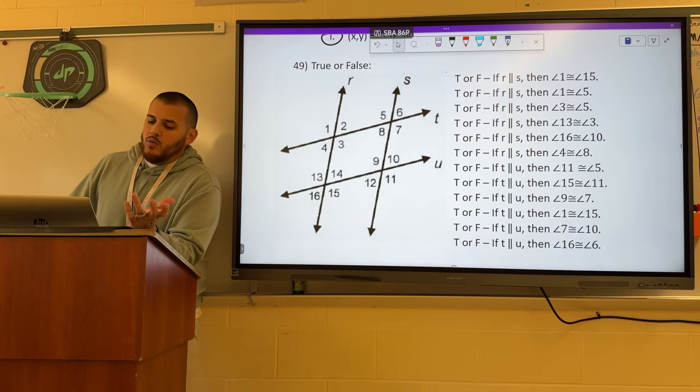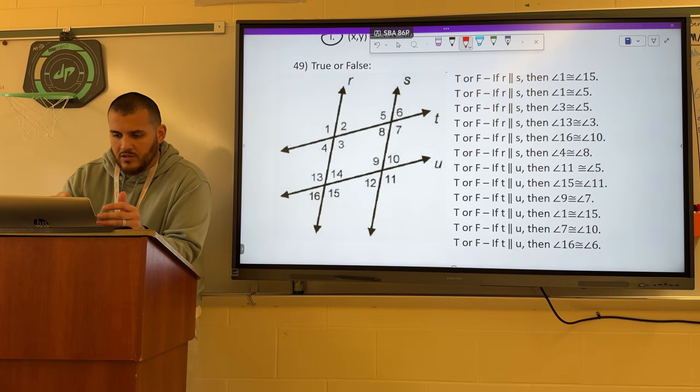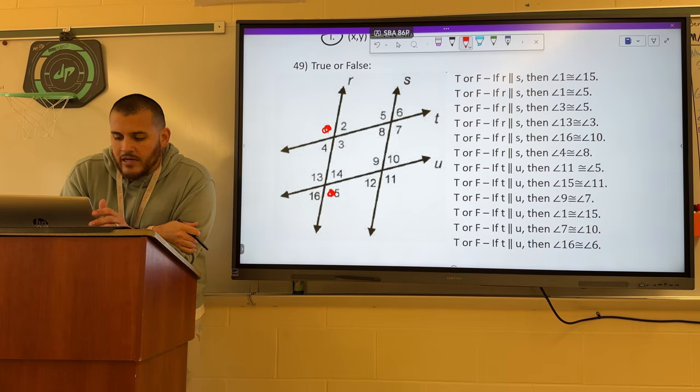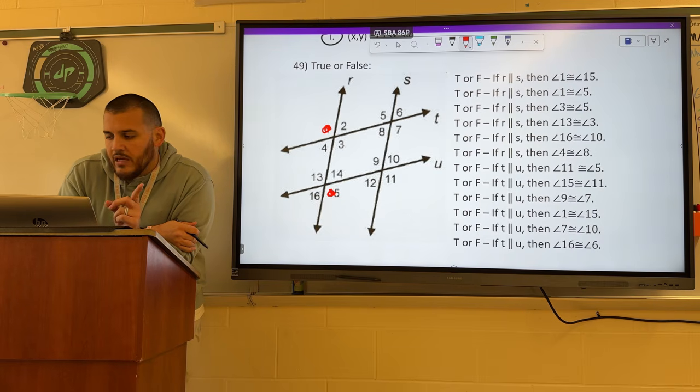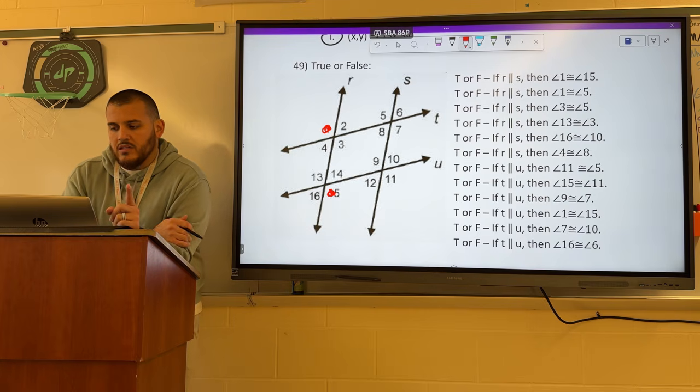All right, so as we look at our first option, it says if R is parallel to S, then angle 1 is congruent to angle 15. Let's see where angles 1 and 15 are. Angle 1 is right here, angle 15 is right here. Those are alternate exterior angles, but it's important to know which lines are involved in creating those alternate exterior angles.